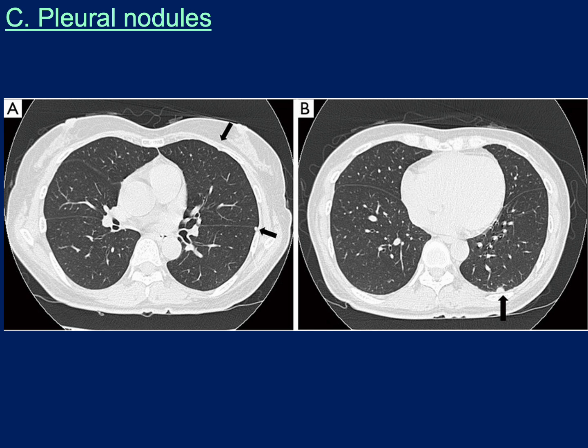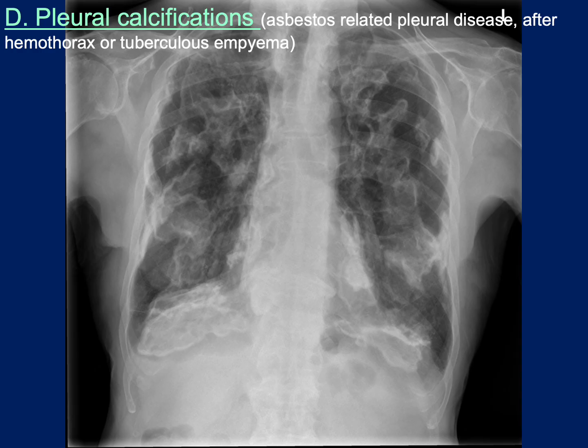Pleural nodules are easier seen on a CT scan. The arrows in black show the nodules very clearly. These would be rounded opacities that lie along the pleura instead of inside the lungs. And then calcifications can happen in any place.